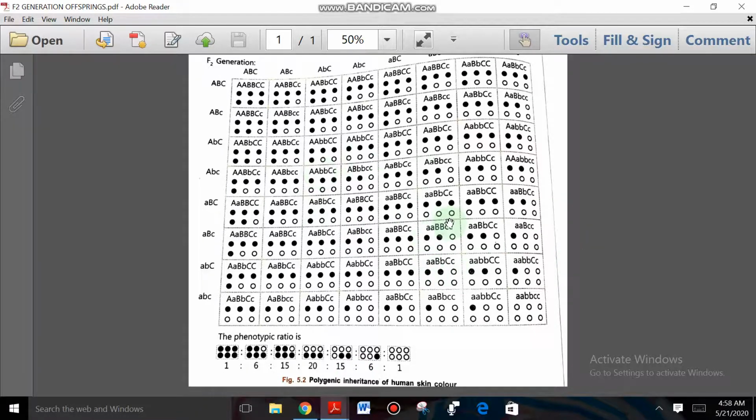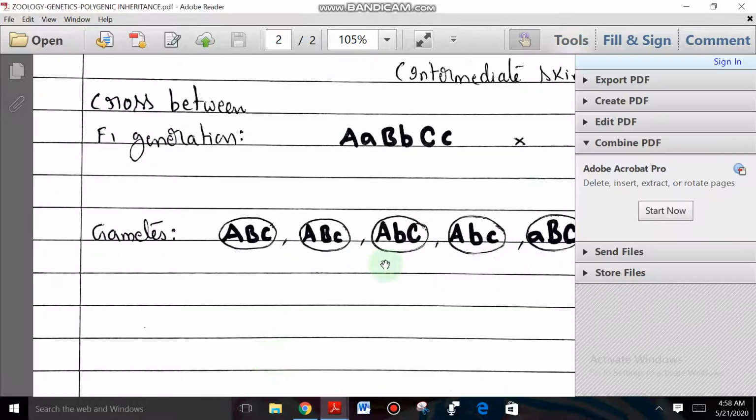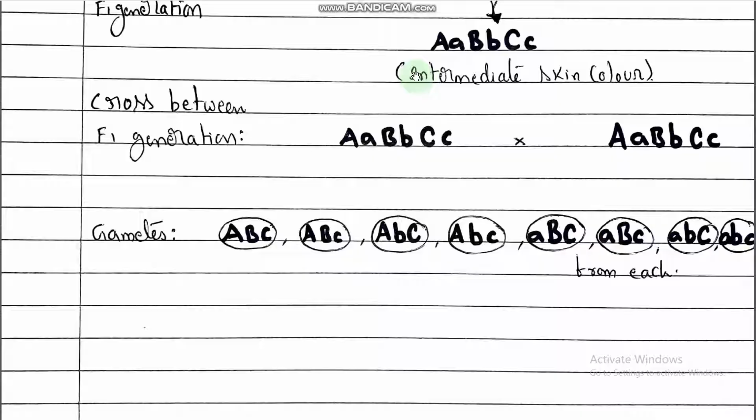Okay, this is for your reference only. This Punnett square is not given in NCERT. Up to this clear, right? Okay, this is regarding polygenic inheritance. Once again, I am repeating here.